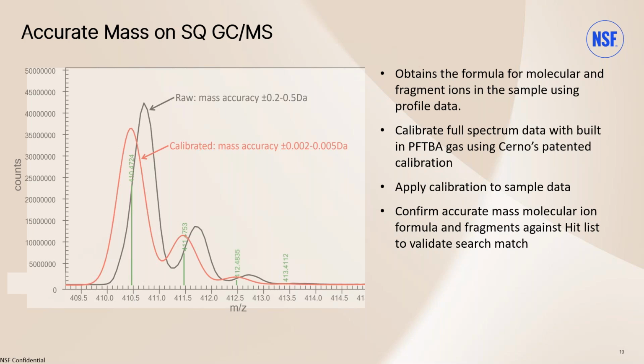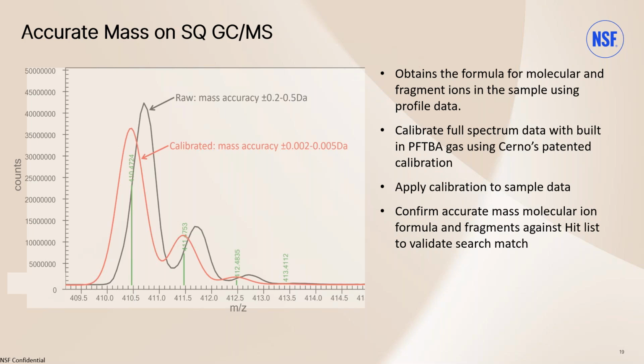We can acquire data from the tune gas to build the calibration, and then calibrate the raw data, in this case the black trace, into the calibrated trace, the red trace, and in the process improve the mass accuracy by a factor of 100, so that we can obtain accurate mass on a single quadrupole or triple quadrupole system without necessarily requiring a high resolution, more expensive system. And in the process, we also obtain what we call the spectral accuracy, how accurate the whole curve is.